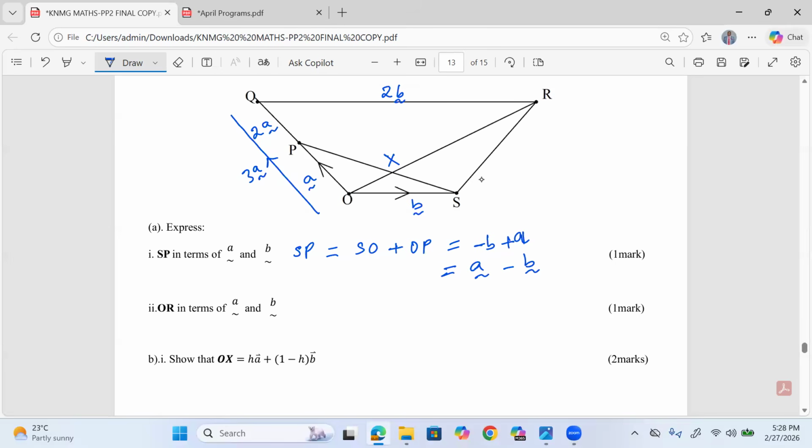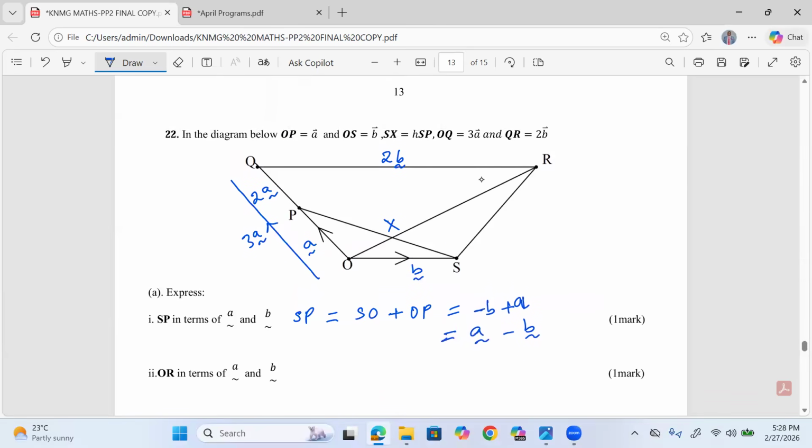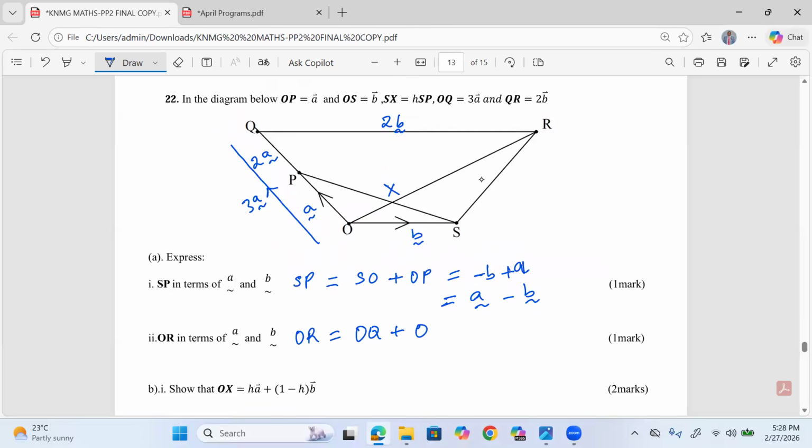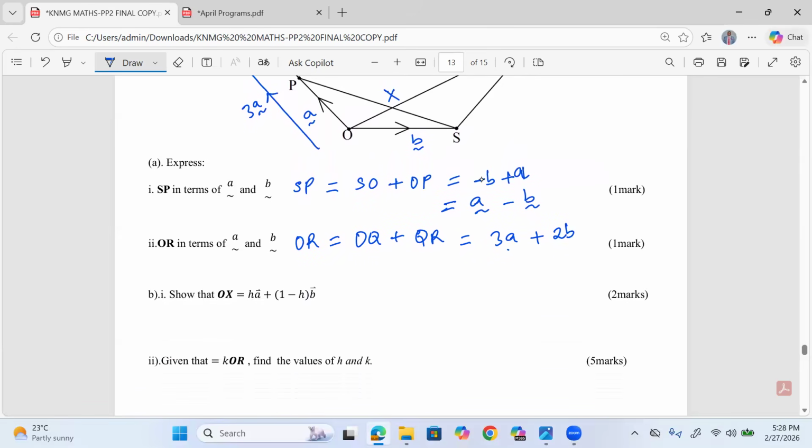It's a very good question. Vector OR in terms of A and B. Vector OR. You know, for us to have vector OR, we need to move through OQ, then Q to R. This now becomes OQ is 3A plus 2B. It's already done. Very simple. Yeah, it's already done that way. You can have the vector notations at this point. It's very key.